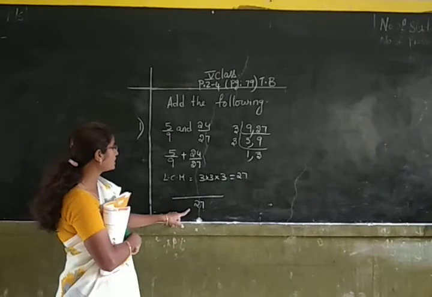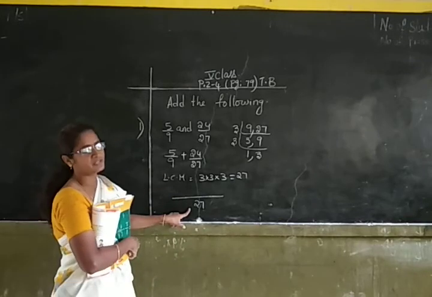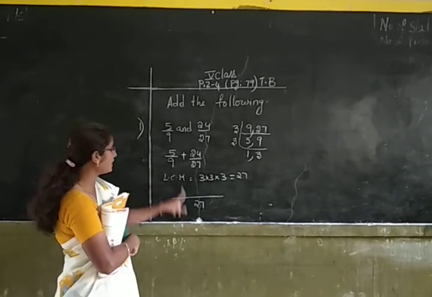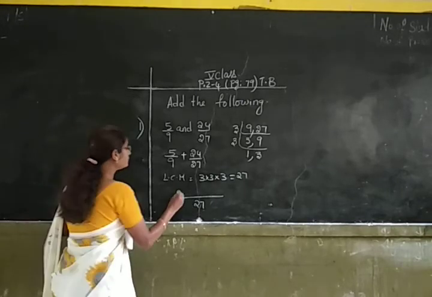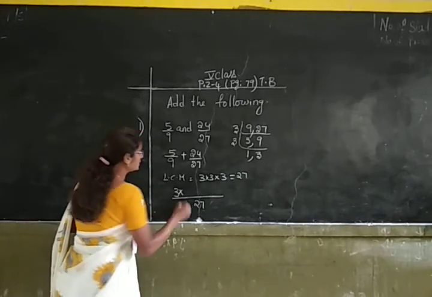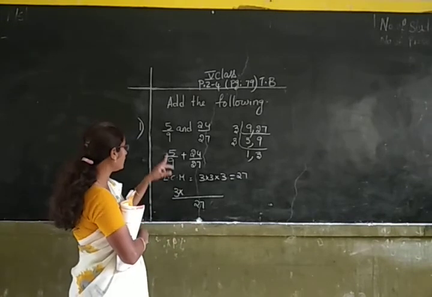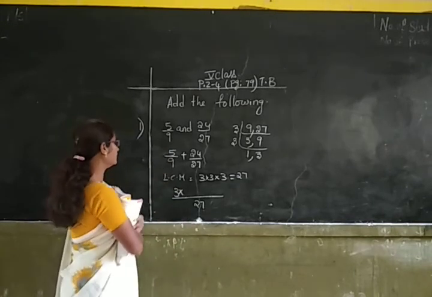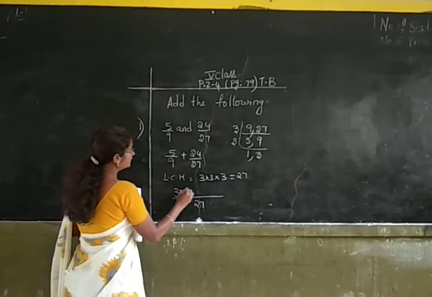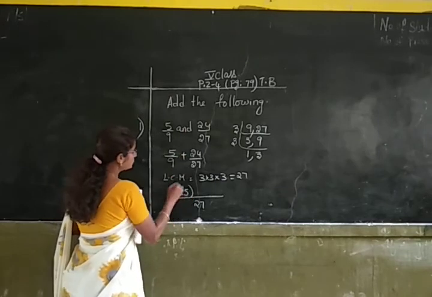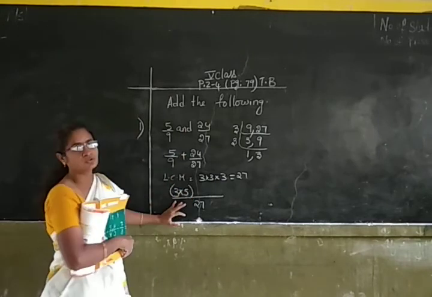So now we have to check how many times 9 goes in 27. 9 goes 3 times in 27. Then we have to multiply the numerator with this number. So here which is the numerator? 5 is the numerator. So you have to multiply 3 into 5.